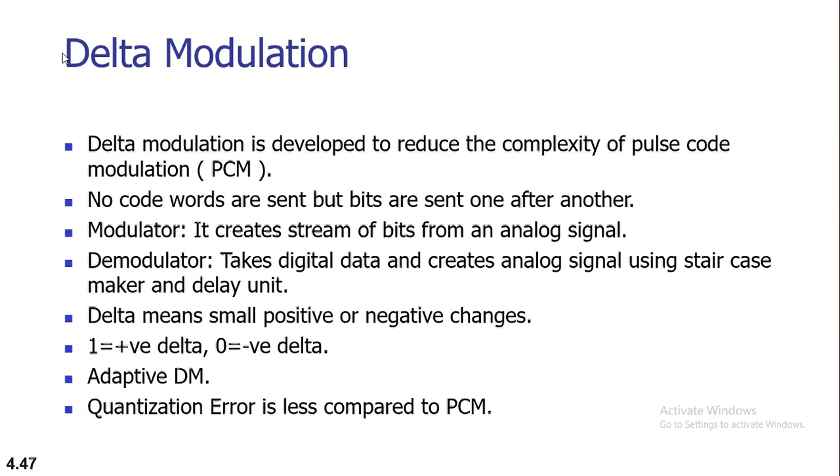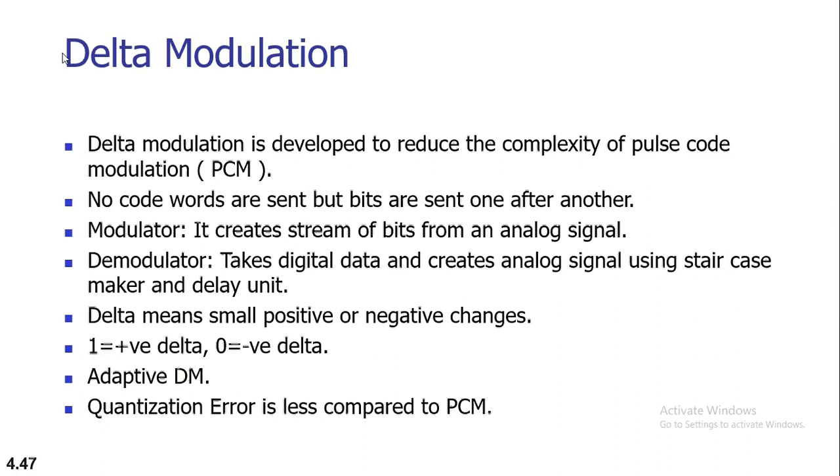So depending upon the input analog signal, there should be an adaptive DM, where it should create a staircase signal that is dynamic in nature, where the staircase signal created by the modulator and the existing staircase signal should be compared in such a way that the bit or stream of bits generated out of the modulator should be perfect.